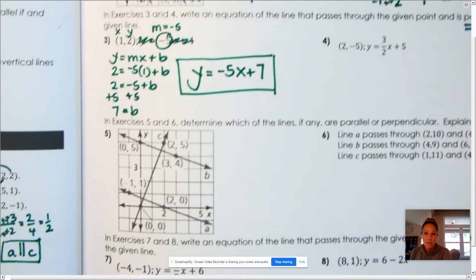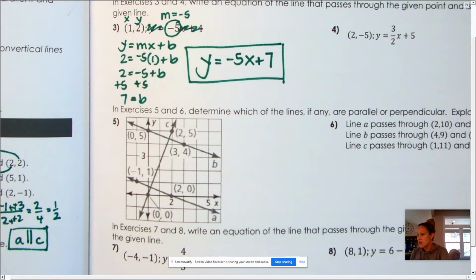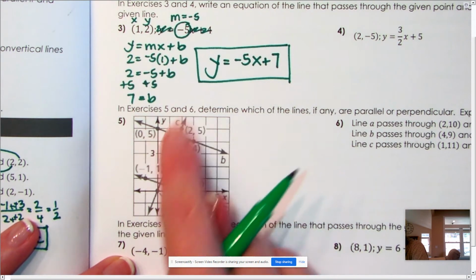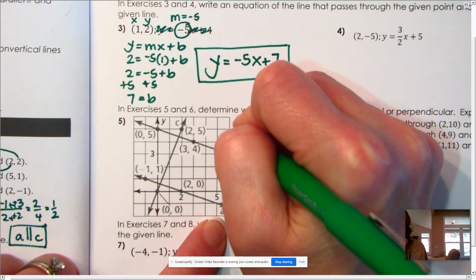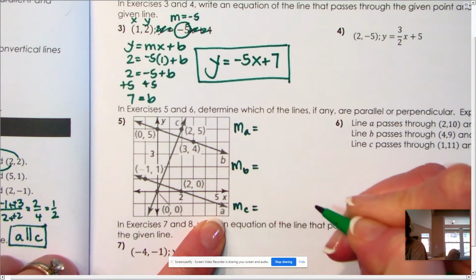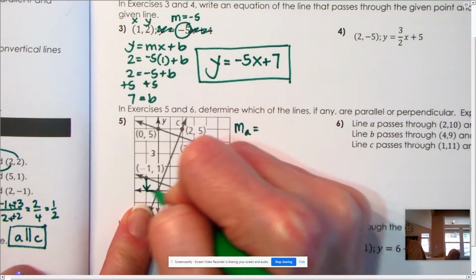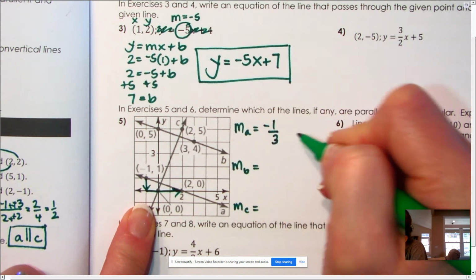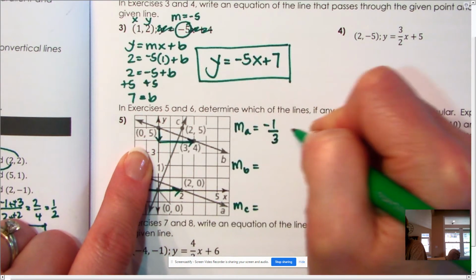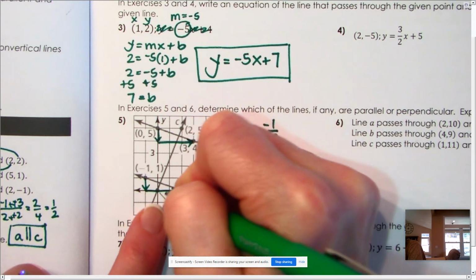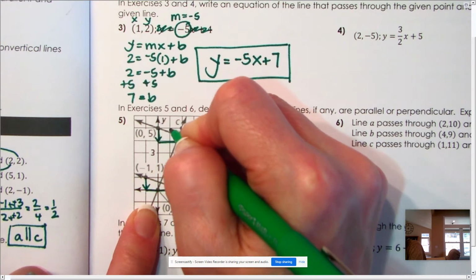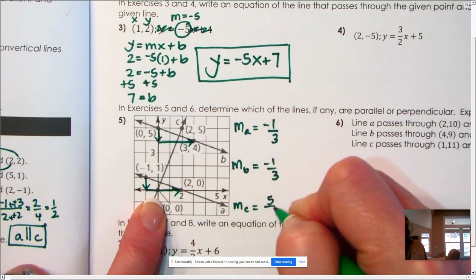All right, question number 5 says determine which of the lines, if any, are parallel or perpendicular. So I'm going to find the slope of A, the slope of B, and the slope of C. From A, I went down by 1 over by 3. For B, I went down by 1 over by 3. And for line C, I went up by 1, 2, 3, 4, 5 over by 2. So up by 5 over by 2.